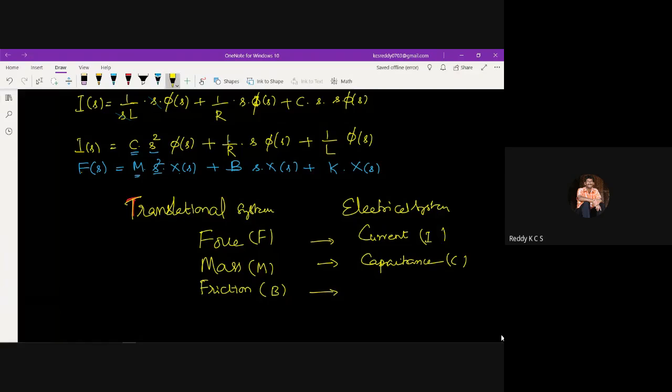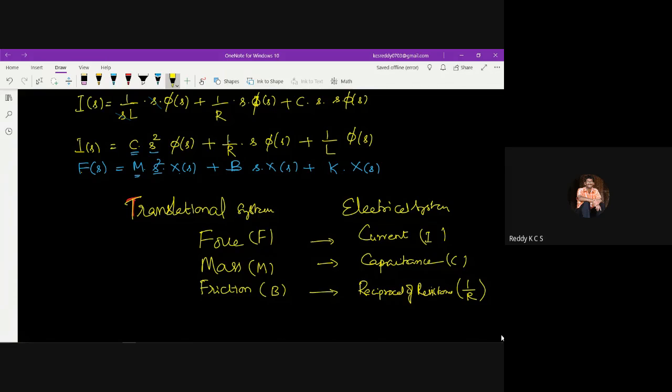So what is the equivalent term in this case? In the force current analogy, it is the reciprocal of resistance. So what does it mean? It is 1 by R. So B is equivalent to 1 by R in the electrical system. So this mechanical system is equivalent to the electrical system. That is what you can say are analogous systems.